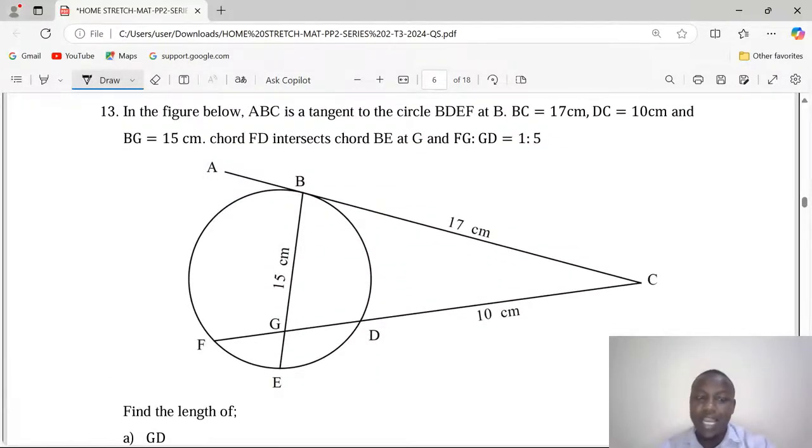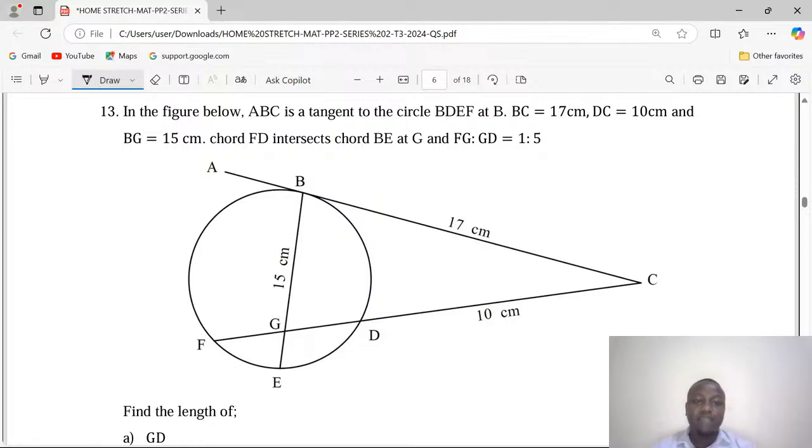Number 13. Again, a very good question. In the figure below, ABC is a tangent to the circle BDEF at B. BC is equal to 17 centimeters, just as you can see. DC equals 10 centimeters, as you can see. BG equals 15 centimeters, as you can see.